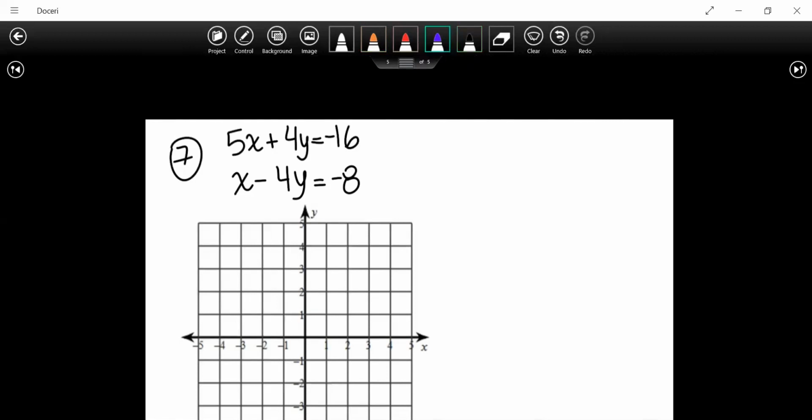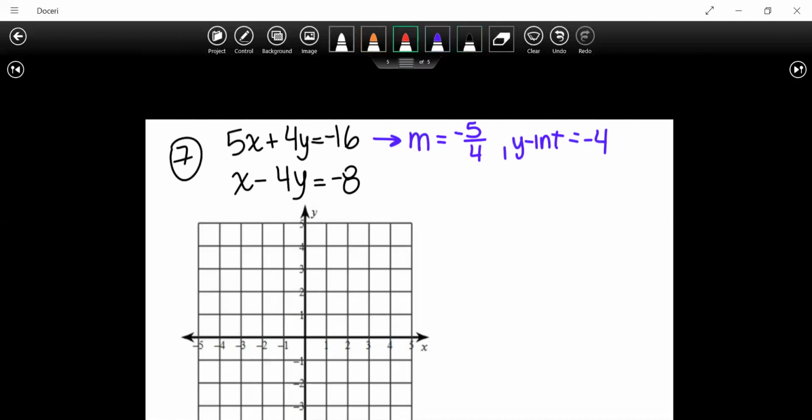My top one, I already know how these are done. My slope for the top one is going to be -a/b. My a is my 5, my b is my 4. So -5/4. Done. My y-intercept is going to be c/b. My c happens to be -16, and my b happens to be 4. So -16 divided by 4 is -4. So I already have those two. Boom, locked in, done. This is what I would show.